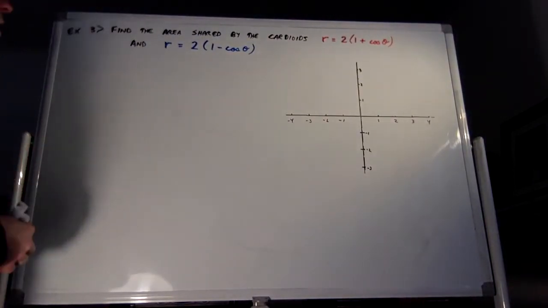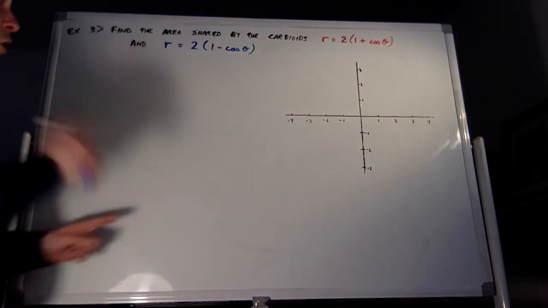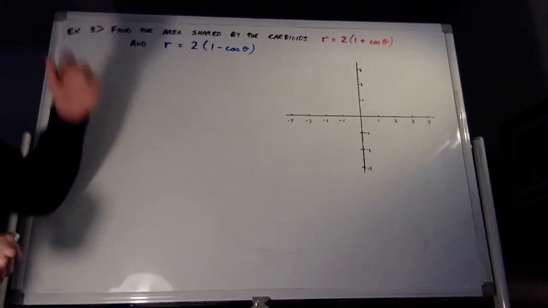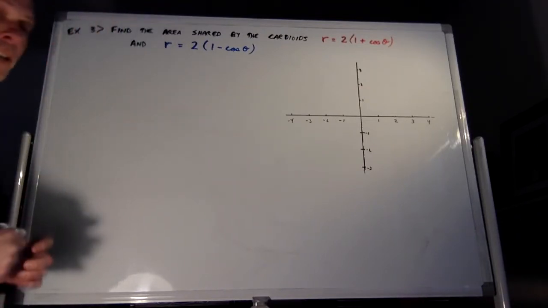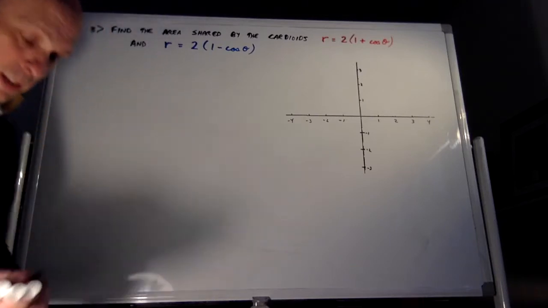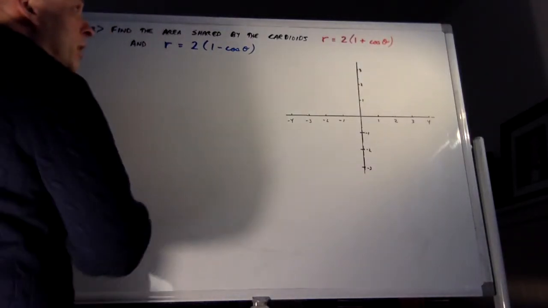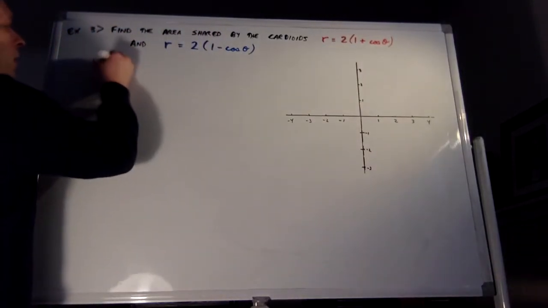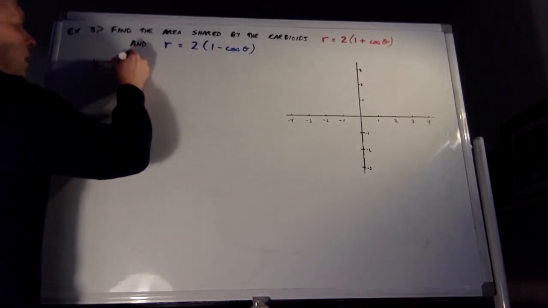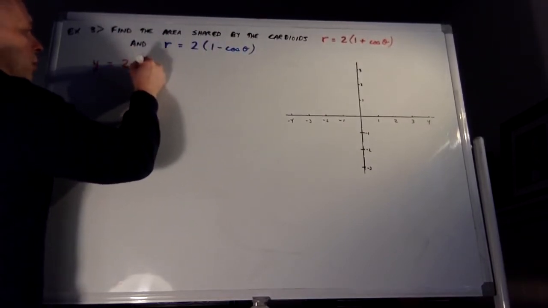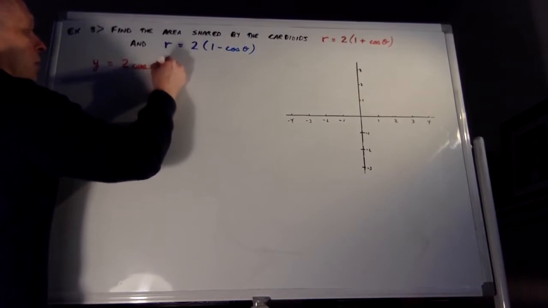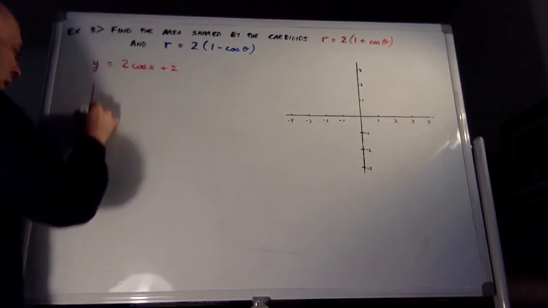This example says, find the area shared by the cardioids r equals 2 times 1 plus cosine theta and r equals 2 times 1 minus cosine theta. All right, so let's do these one at a time. The first one is what? y equals 2 plus 2 cosine theta, or 2 cosine theta plus 2. So I'll write it as 2 cosine x plus 2. And I'll do my really quick graph here.